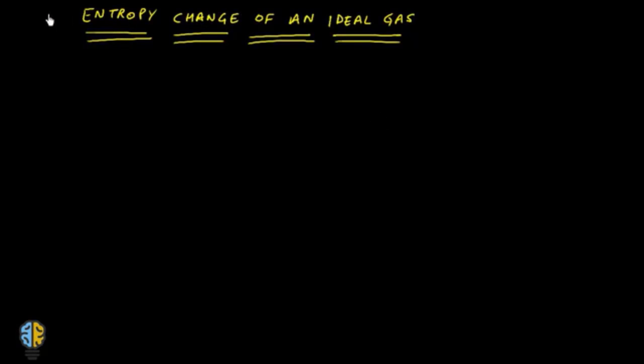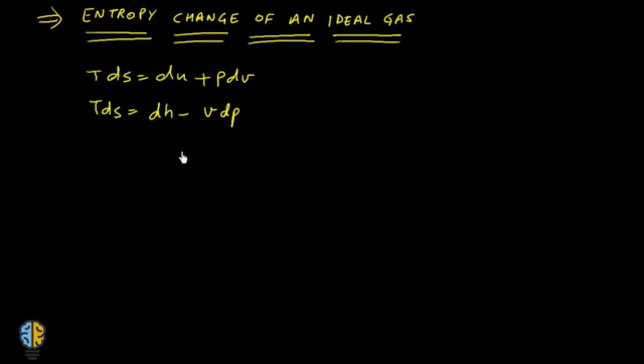And let's talk about the entropy change of an ideal gas. Now, from the general property relations, we know that TdS is equal to dU plus P into dV. Alright, now if I talk about the open system, it becomes T into dS, which is equal to dH minus VdP.